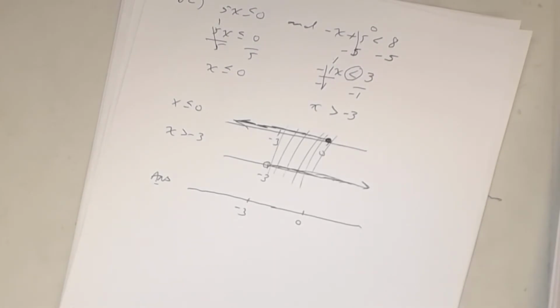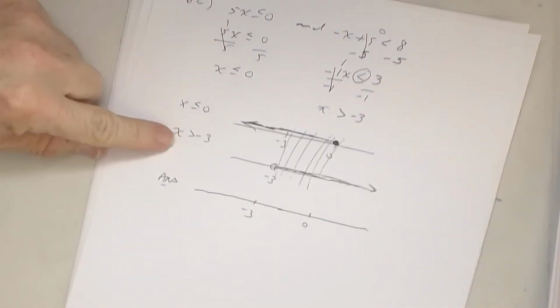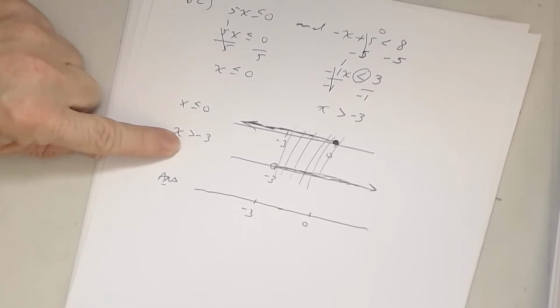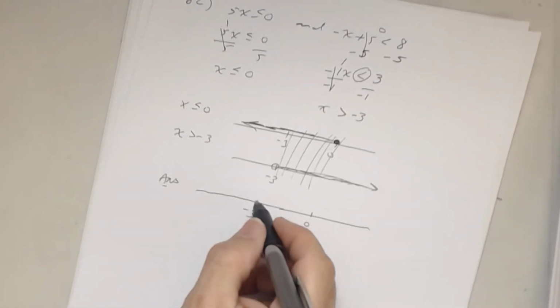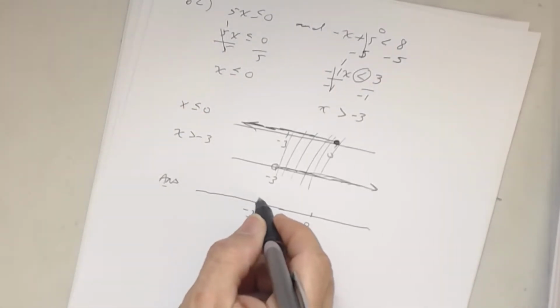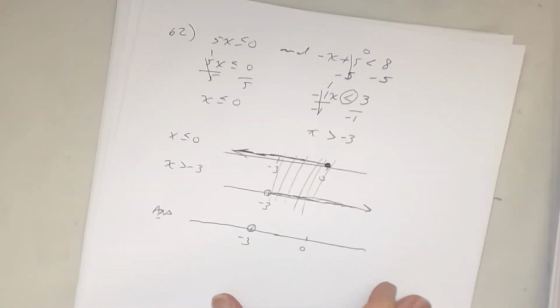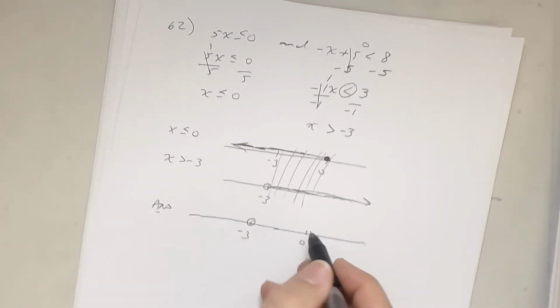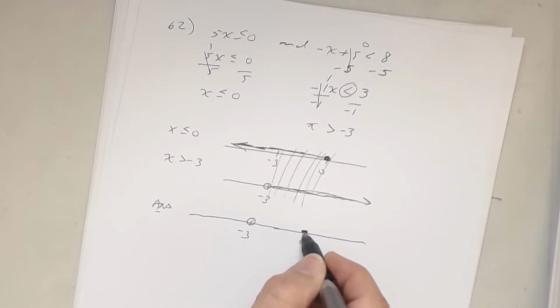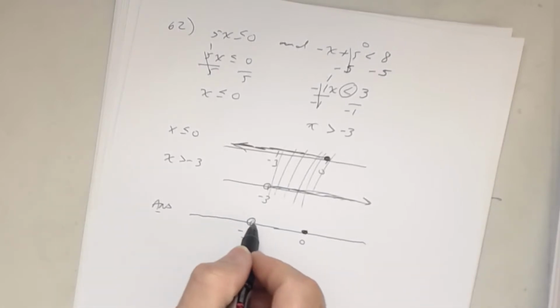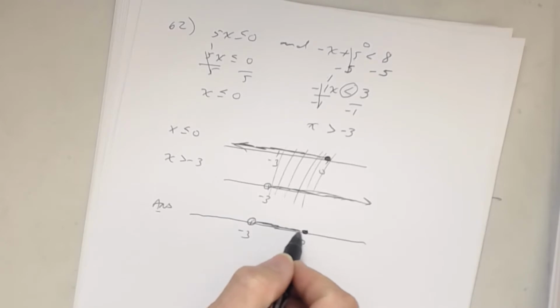All right, now let's talk about the open and closed. At negative 3, is it open or closed? It's open because remember there was no equal sign right here, right? So negative 3 is not a solution. Negative 3 is not a solution to the compound inequality. All right, and then at 0, open or closed? Closed. So 0 is a solution, and the solutions are any number between those, right?